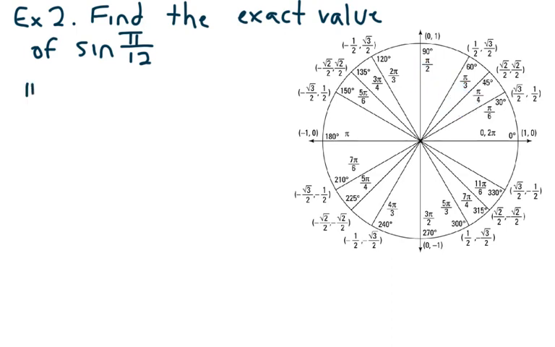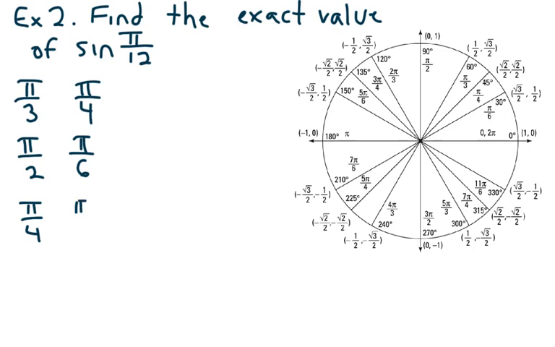So we have pi over 3 and pi over 4, and we have pi over 2 and pi over 6. I'm just looking at the first quadrant for now. We can also do pi over 4 and pi over 6, and pi over 3 and pi over 6. I think all of those have a common denominator of 12. Now remember, our goal is to get pi over 12.